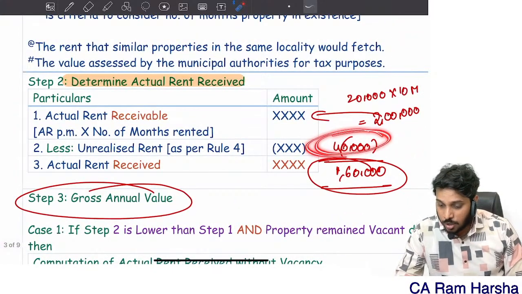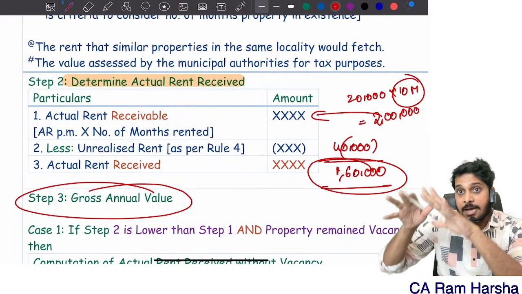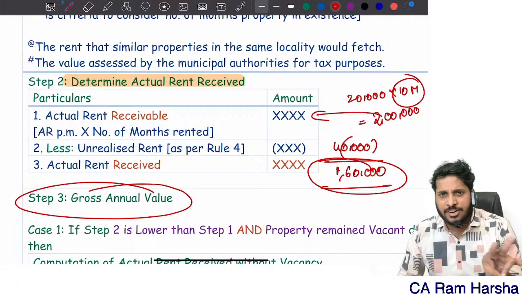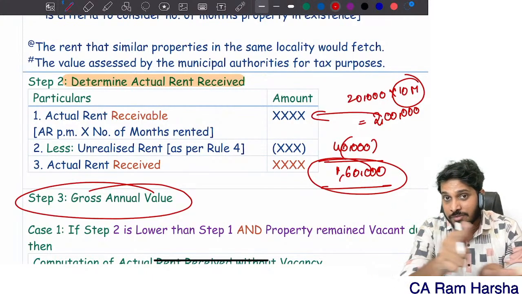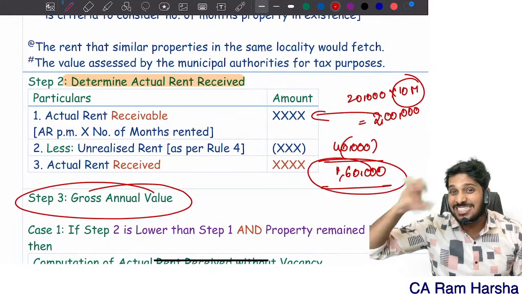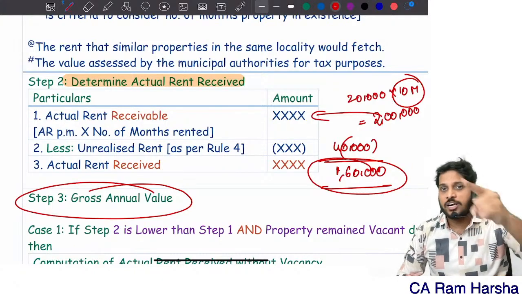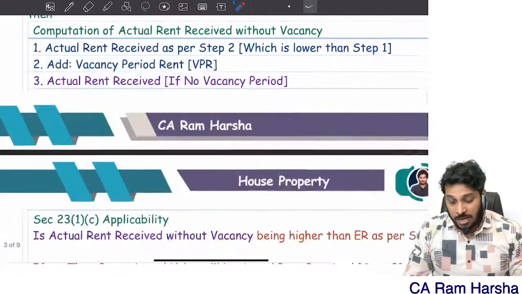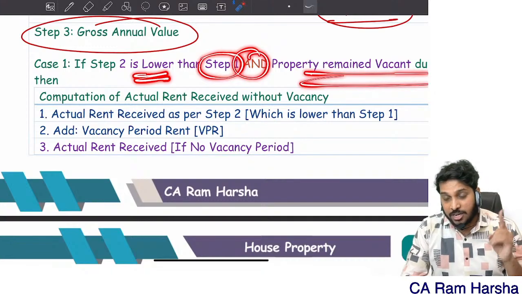Property is vacant. 10 months only we rented, the tenant stayed 10 months only. 2 months the property is empty. Remember, in exam they may tell you the tenant left the premises after 10 months and immediately the owner occupied it. No vacancy. If the owner is staying, that is not vacancy. Vacancy means the tenant left and the property is empty. That is what is called vacancy. So actual rent as per step 2 is lower than expected rent and the property is also vacant.